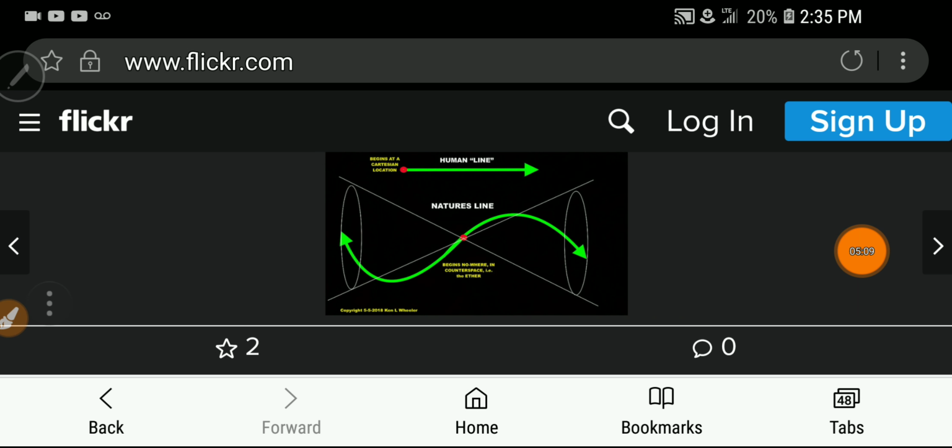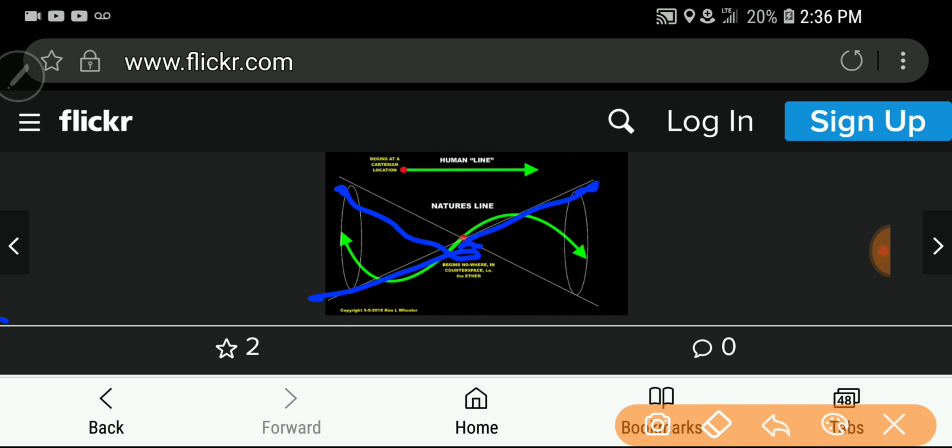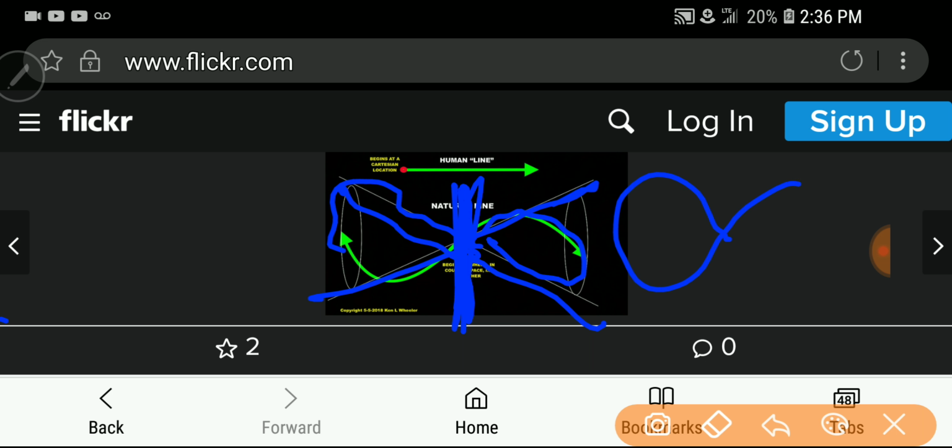And in this nature's line, so this is the precession, which is the two cones meeting in the center. Right here. Boom, boom, boom, boom. So right here would be the zero point, the accretion disk. Because this is all coming back, and this is all coming back, creating the infinity, the butterfly, flower of life.